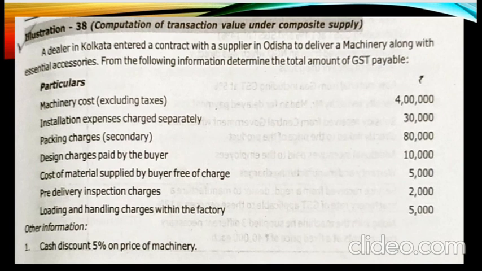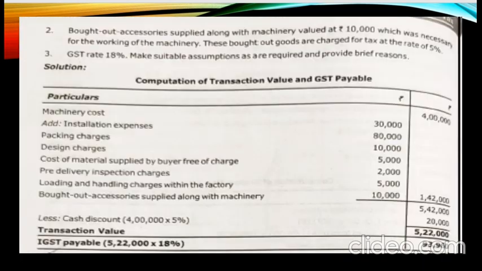Particulars and amounts: machinery cost excluding taxes is 4 lakh, installation expenses charged separately 30,000, packing charges 80,000, design charges paid by the buyer 10,000, cost of material supplied by buyer free of charge 5,000, pre-delivery inspection charges 2,000, loading and handling charges within the factory 5,000. Then cash discount 5% on price of machinery.